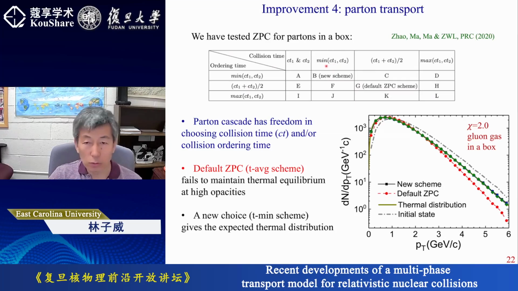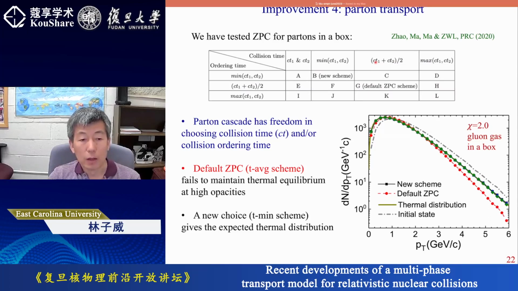For example, you could use the average time, you could use the minimum time, maximum time, or anywhere in between. And the standard ZPC uses the average time. So that can be called the T-average scheme.